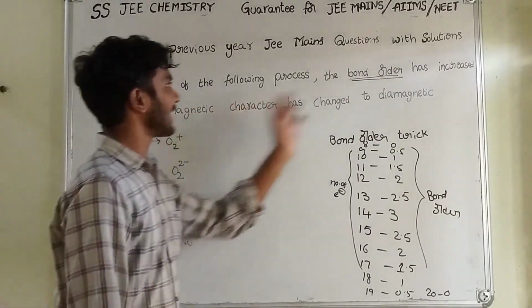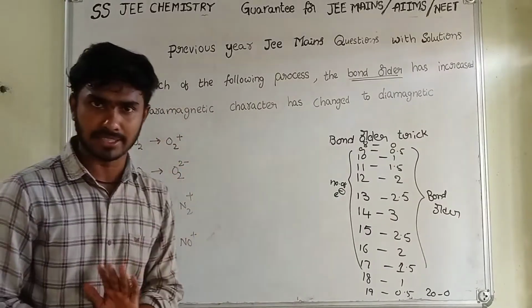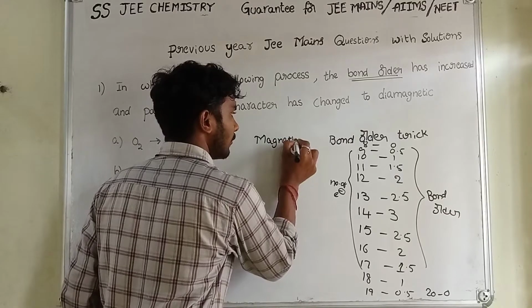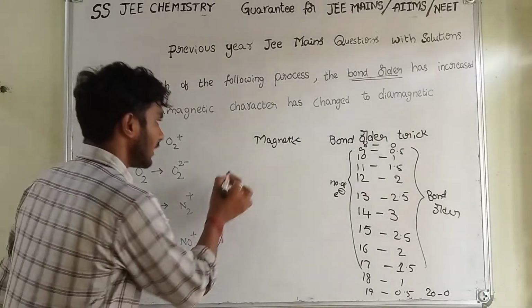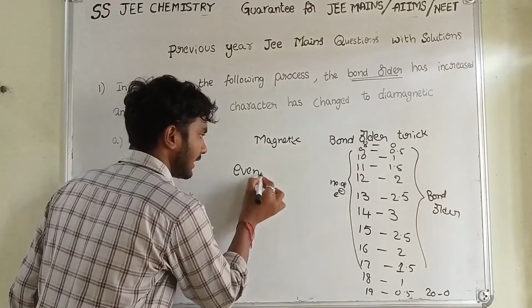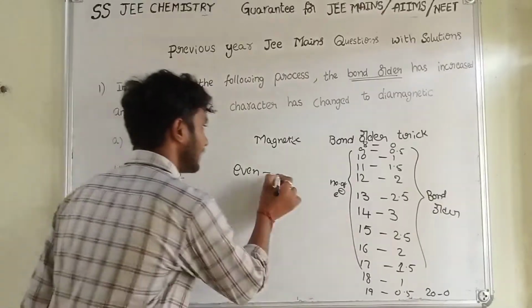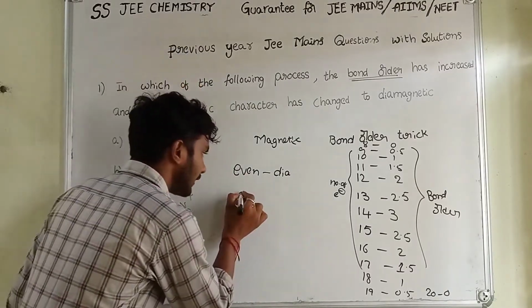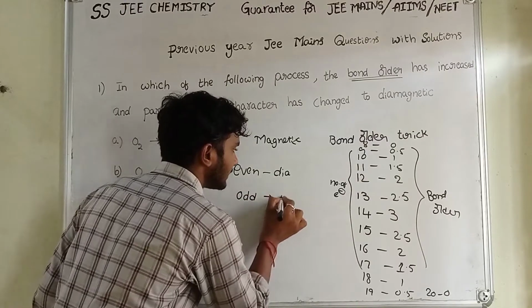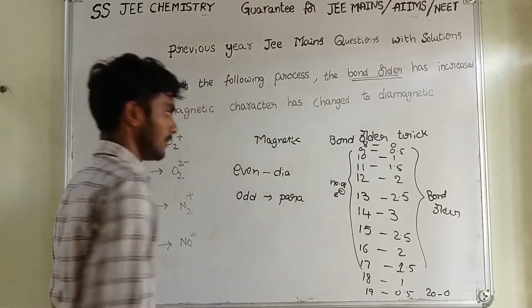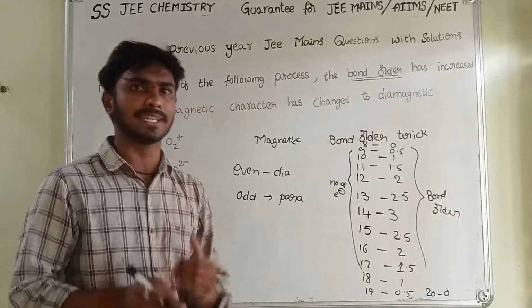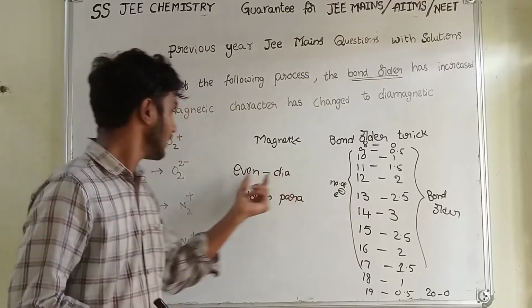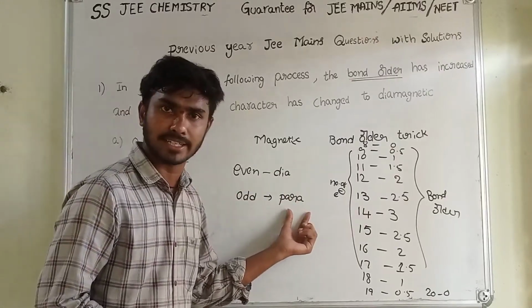Next, the magnetic nature trick. Is there any trick behind magnetic nature? Of course it is there. If we count the number of electrons and it is an even number, then it is diamagnetic. If it is an odd number, then it is paramagnetic.